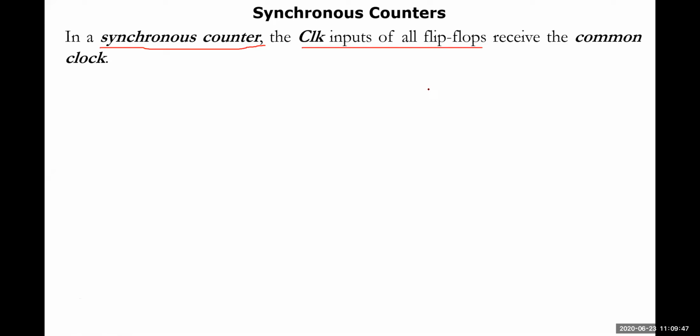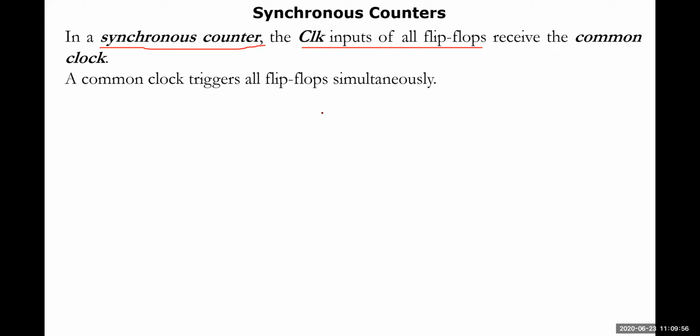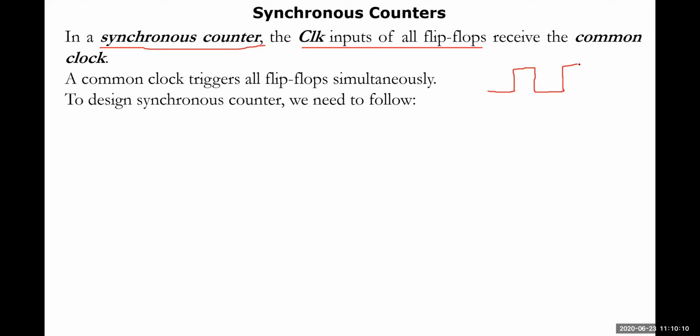In addition to that, the common clock will trigger the flip-flops simultaneously. The clock pulse will be generated something like this. This is the way of generating a clock pulse. During this generation, there are some negative edges and some positive edges. So let me explain what is a negative edge and what is a positive edge.